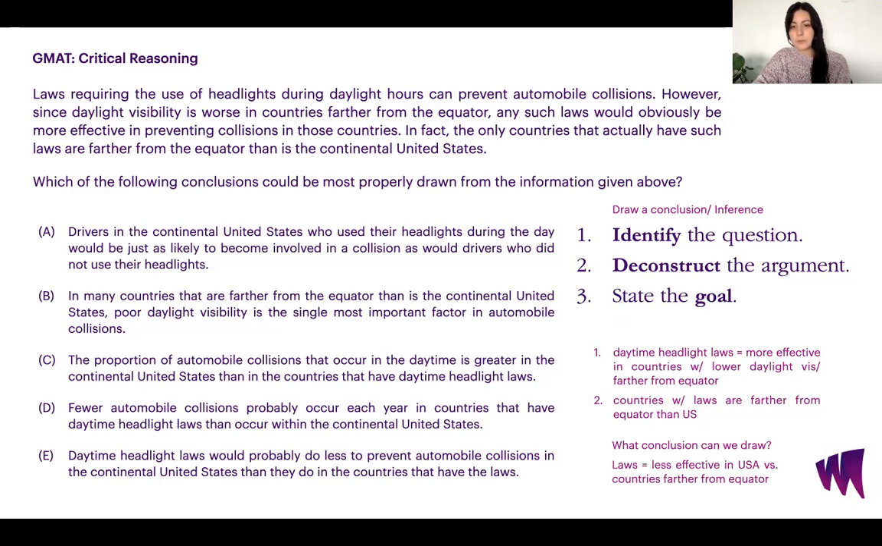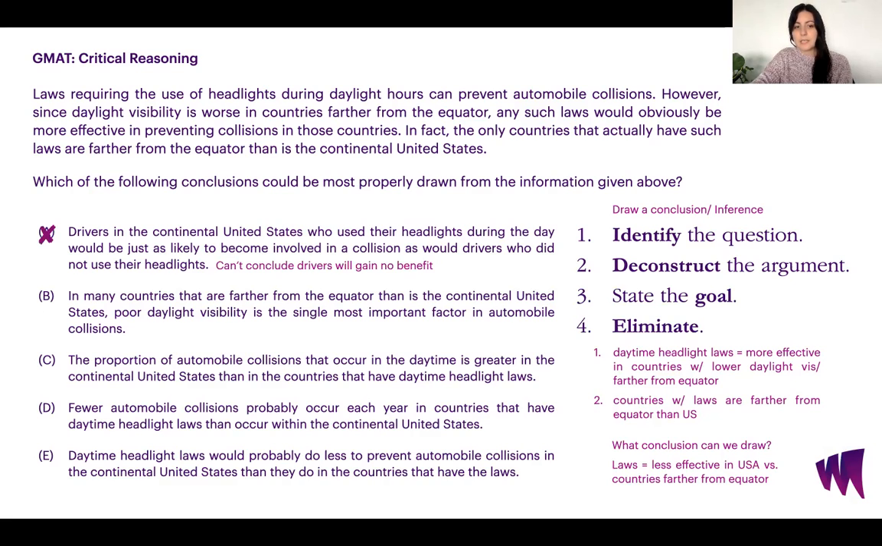So now what we're going to do is go through the choices until we find an answer that makes sense. The first option says drivers in the continental United States who use their headlights during the day would be just as likely to become involved in a collision as would drivers who did not use their headlights. So we can't conclude that drivers will gain no benefit from these laws. We just know that there is a comparison between how effective the laws can be depending on location. So this is something that we're going to go ahead and eliminate.